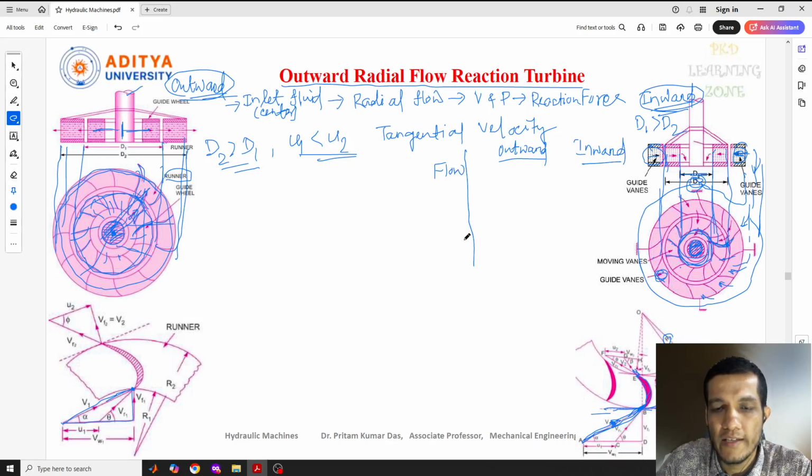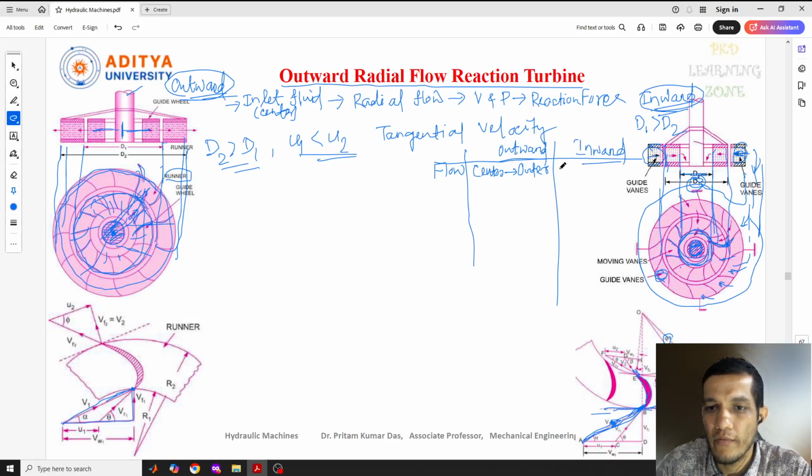So in the flow analysis, if you see how the flow is moving here, I can do it this way, or I'll just draw a line in the middle. I'll write it shortly. Flow here is from center to outside, from center to the outer periphery. But here what will happen? Now it is from the outer periphery towards the center. This is the flow direction of the fluid.